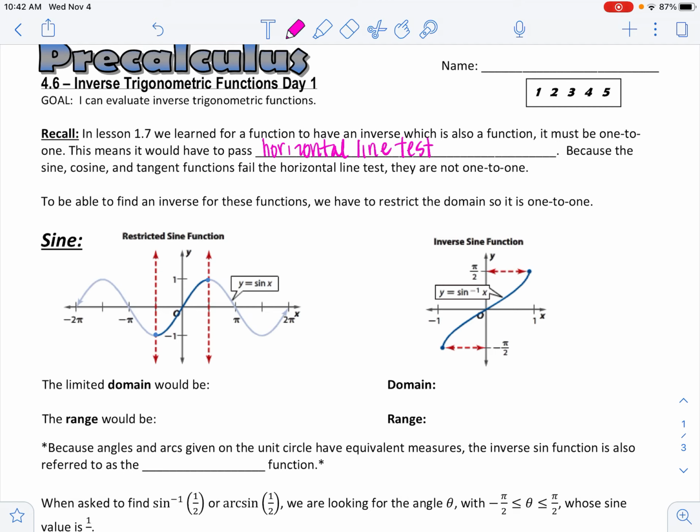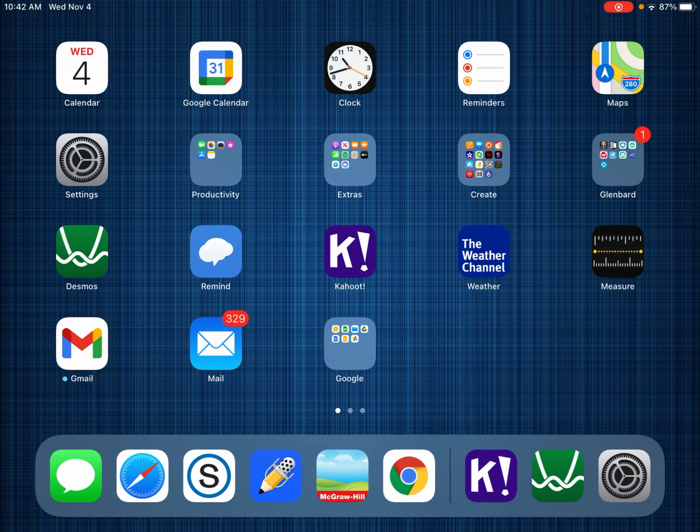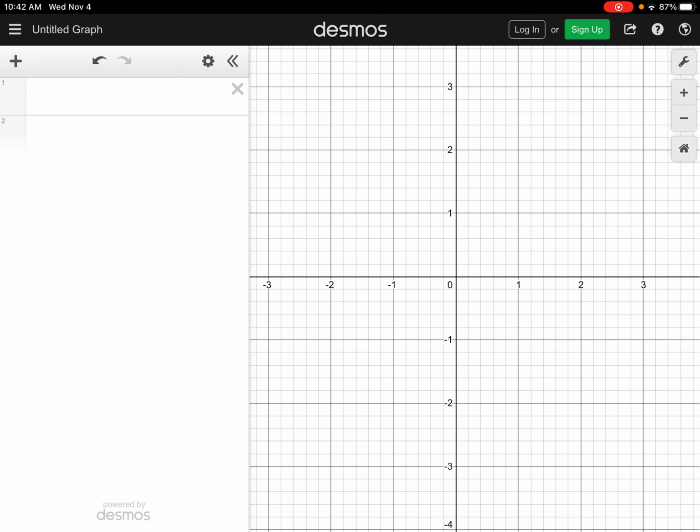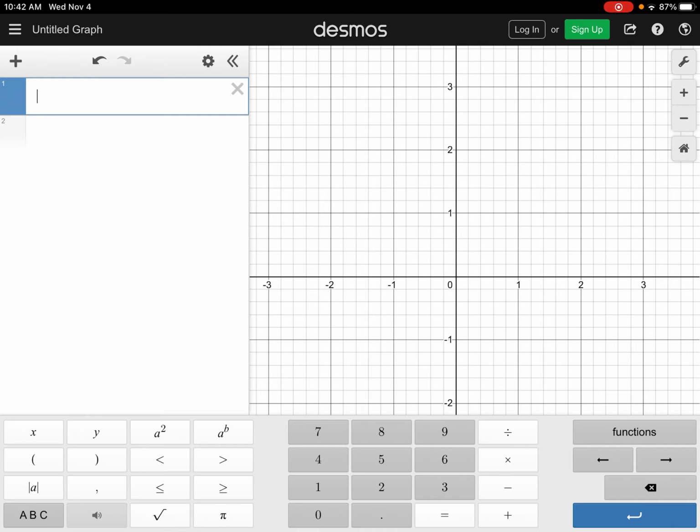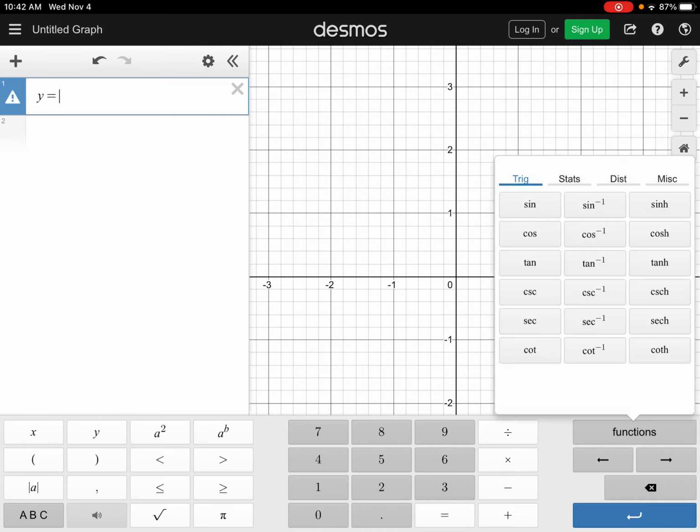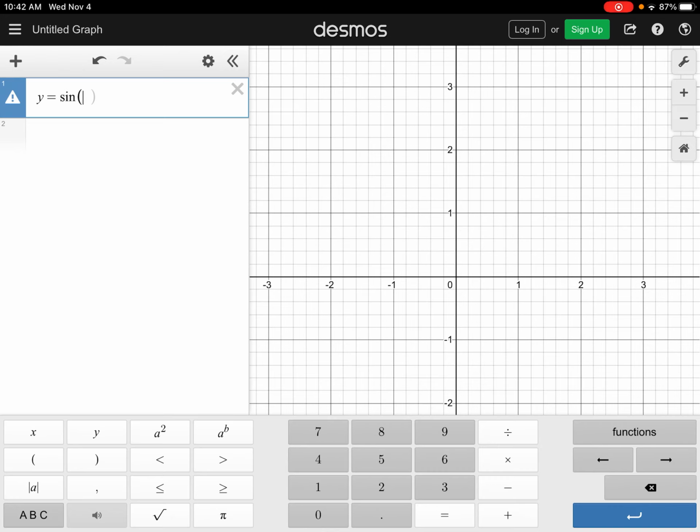So because of this, the sine function, cosine function, and tangent functions they all fail the horizontal line test, therefore they're not one-to-one. So really quickly, let's look at Desmos here. Let's do y equals sine of x first, and this is what it looks like. If you look, this passes the vertical line test, therefore it's a function, but it doesn't pass the horizontal line test, so it's not one-to-one, therefore its inverse, if we just took the whole thing, is not a function. And we're talking about inverse functions today.